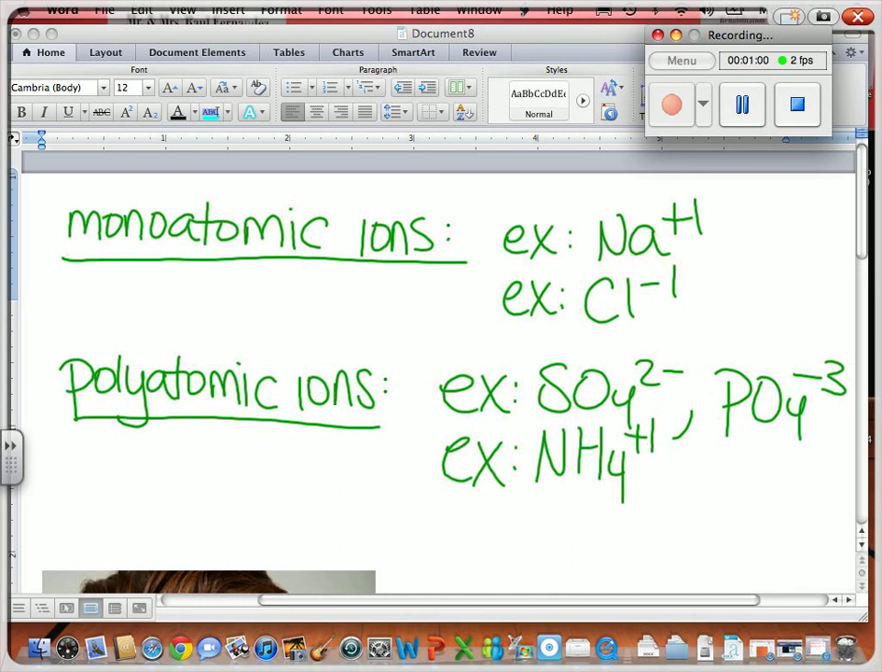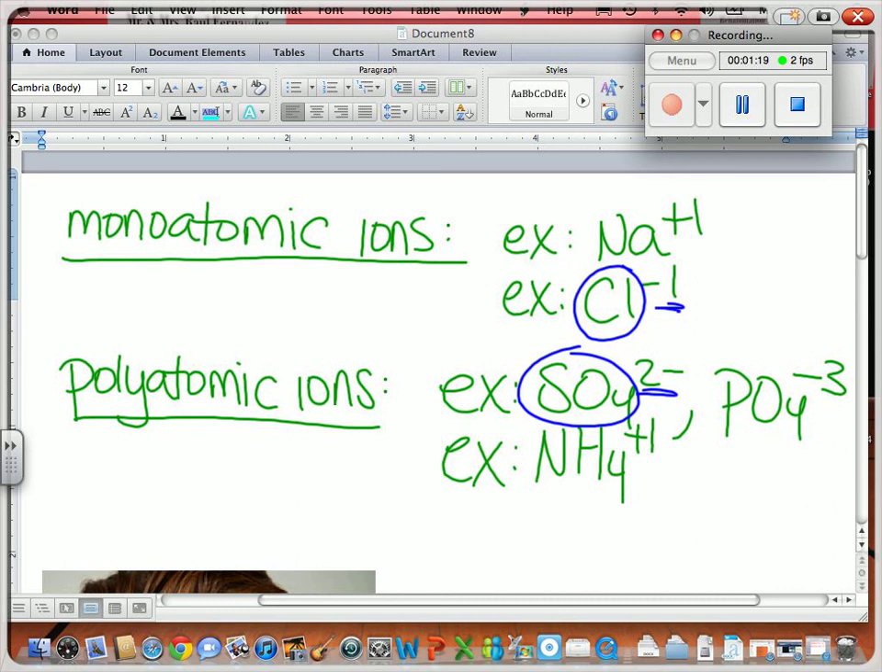You can see the difference between these two is that the monoatomic only has one atom with a charge, whereas the polyatomic has many atoms with a charge. So now we're incorporating these new polyatomic ions in our discussion with ionic bonding.